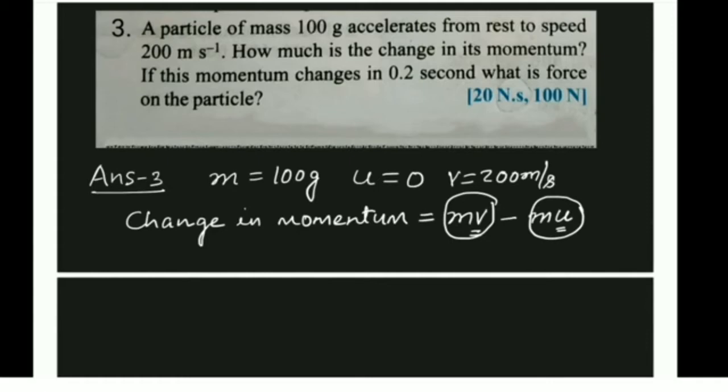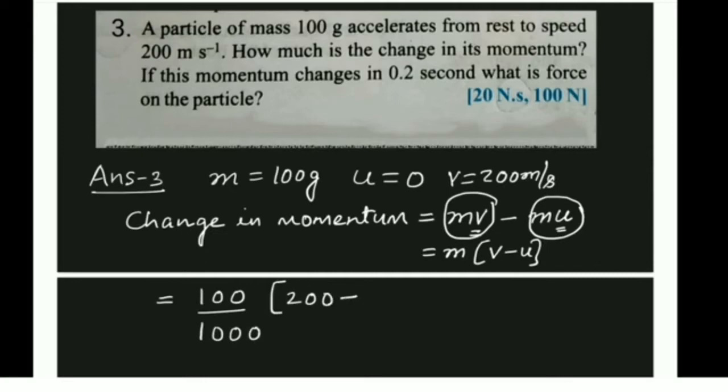So now put the values here. First of all, m is coming common, v minus u. So here m is 100 gram, you have to convert into kg, so divide by 1000. What is v? 200. What is u? 0. And if you solve this, it will be 20 Newton second. Once again I'm telling you, Newton second and kilogram meter per second is one and the same thing.